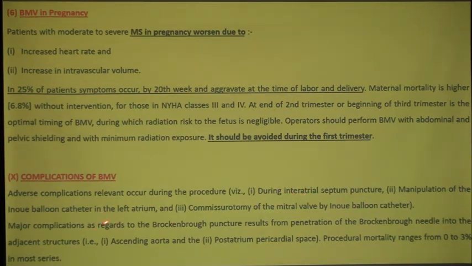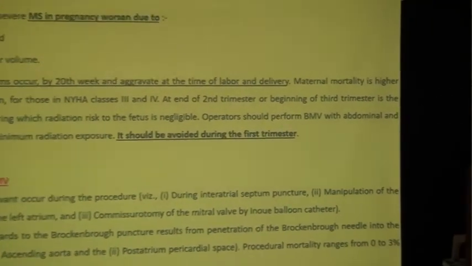Major complications as regards transseptal puncture result from penetration of the Brockenbrough needle into adjacent structures. What are those? Number 1, ascending aorta. Number 2, posterior atrial pericardial space. Number 3, and so the procedural mortality ranges from 0 to 3% in most series.